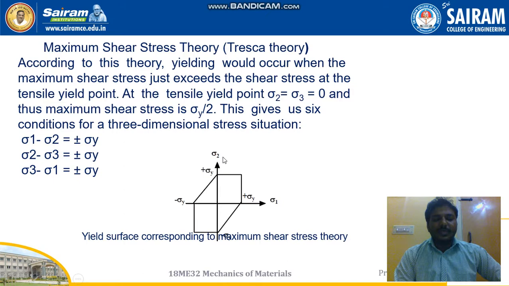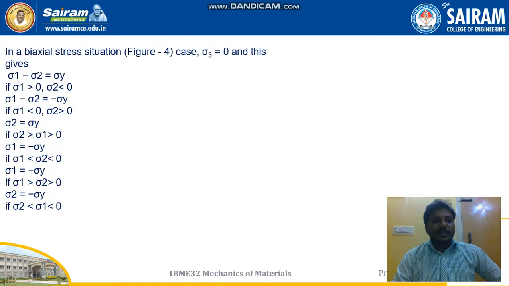So this gives us six conditions in three dimensions. When you take three dimensions, there will be six stress conditions. One is sigma 1 minus sigma 2, sigma 2 minus sigma 3, sigma 3 minus sigma 1. That is whether it might be in the x or y direction. So in three directions, there will be three positive and three negative. Whenever we consider the three planes, you can see x, y, and z axes. So when you consider the three axes, six conditions will come into the picture, three positive and three negative.